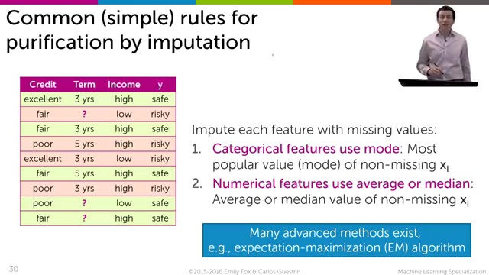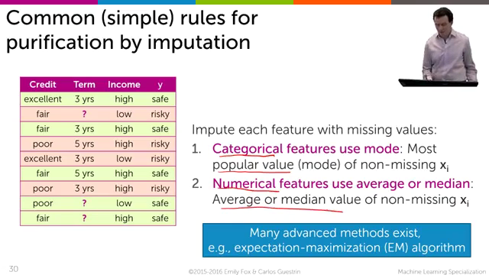So the way that imputation might work in this simple approach, the rule might say for categorical data like excellent, fair, poor, 3 or 5 year, you just put in the most popular value. This is called the mode of the distribution. For numerical data, I would suggest you put in either the average or the median value. Now, these are just simple heuristics. There are many more advanced and interesting ways to impute missing values. There's something called the expectation maximization, or EM algorithm, which is an algorithm that does this in a very interesting way. Now, we just describe a very simple thing in this course.